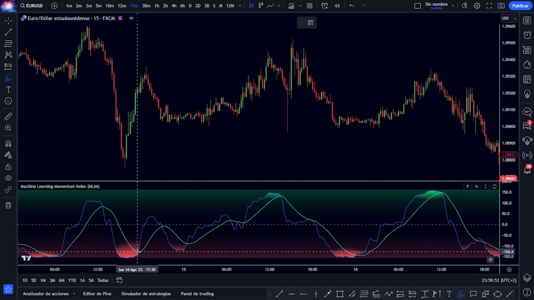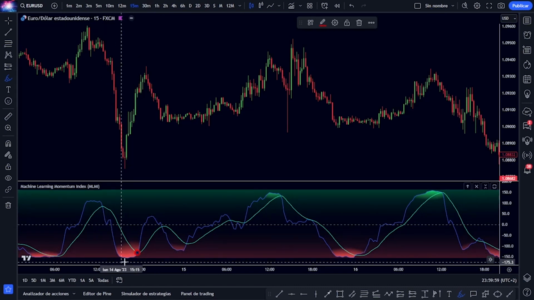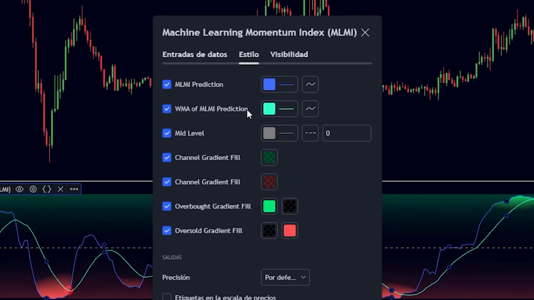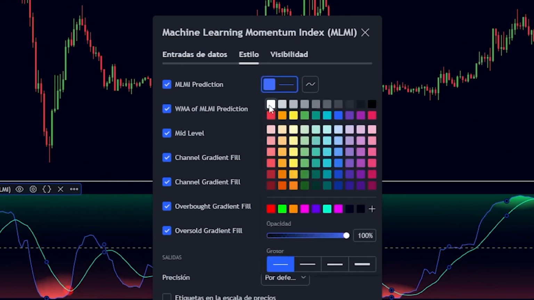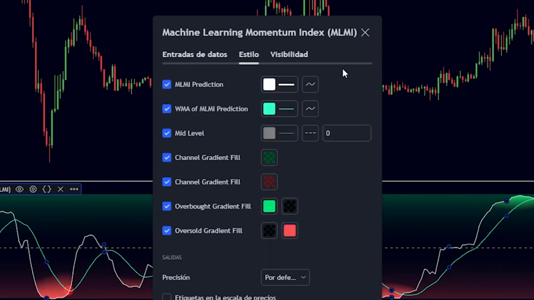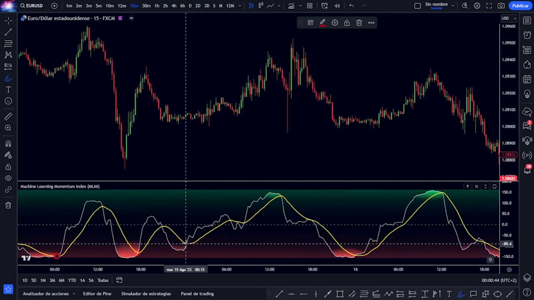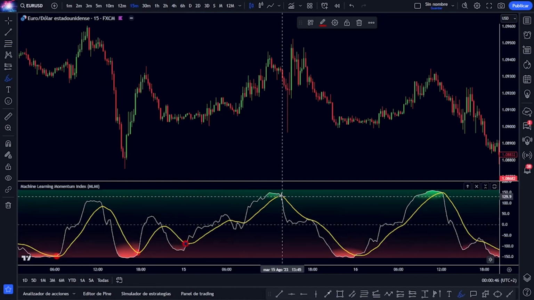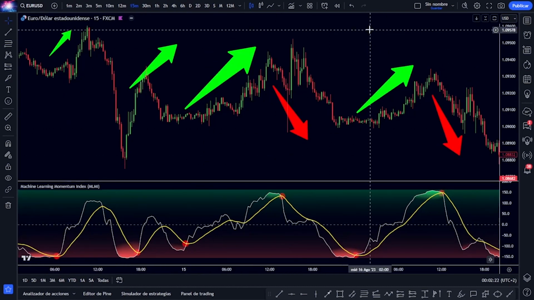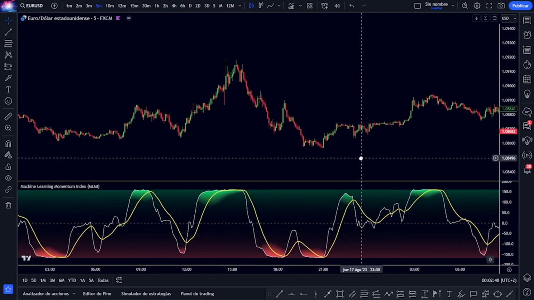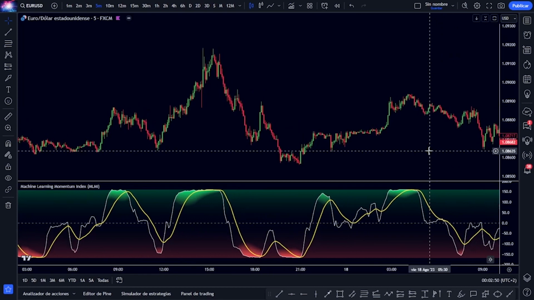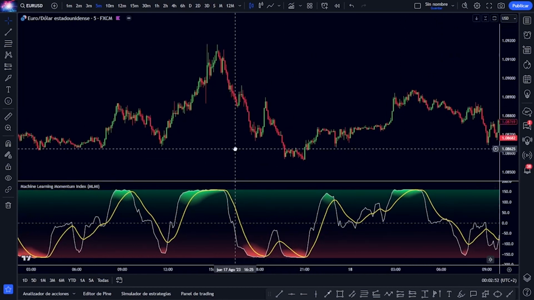Specifically, what we should expect when entering are these crosses of the blue line with the lighter blue average. In fact, for you to see it better, we will change the shades a little. We will put this in white and the average in yellow with a slightly wider thickness. We are going to mark all the crosses I am referring to so that you can see how well it works. Now we go down to the 5-minute time frame, where the indicator gives us many more entry signals that we can take advantage of.